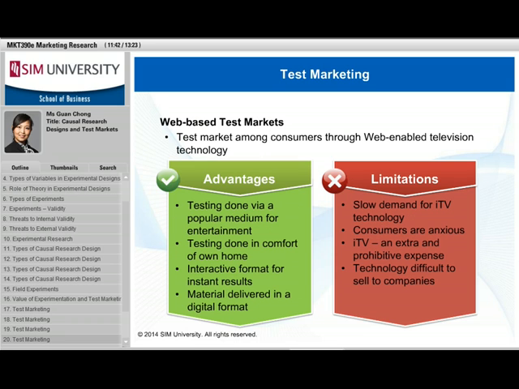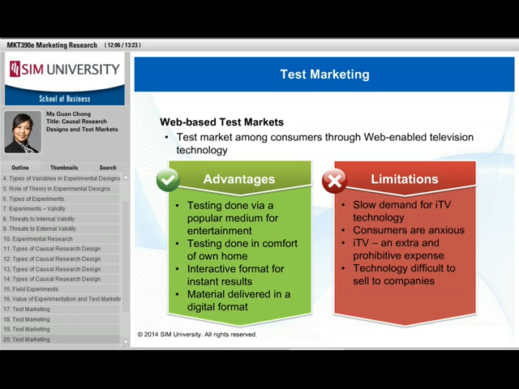Test markets among consumers can be done through web-enabled television technology. The advantages include it is a popular medium for entertainment. The testing can be done in comfort of own home. The interactive format for instant results, and the material delivered in a digital format.